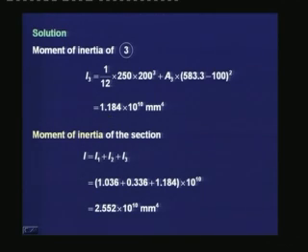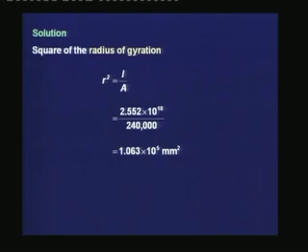The moment of inertia of the total section is equal to I1 plus I2 plus I3, and this is equal to 2.552 times 10 to the power 10 millimeter to the power 4. Now we calculate the square of the radius of gyration. R square is defined as equal to I by A. Once we substitute the values of I and A, we get the value of R square equal to 1.063 times 10 to the power 5 millimeter square.